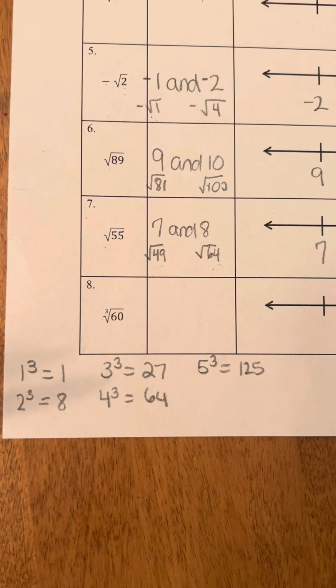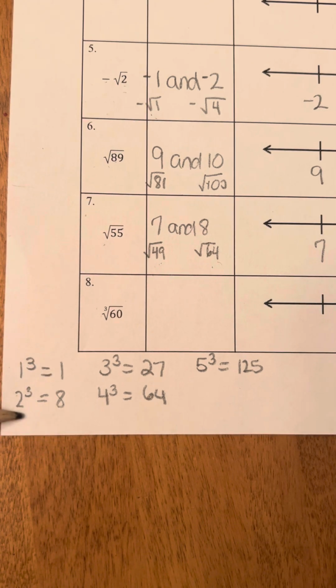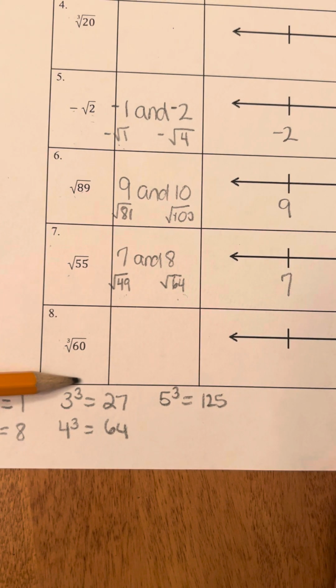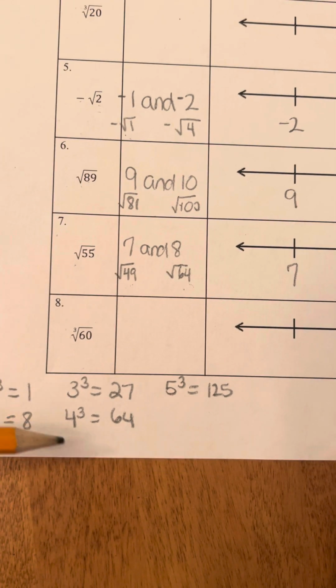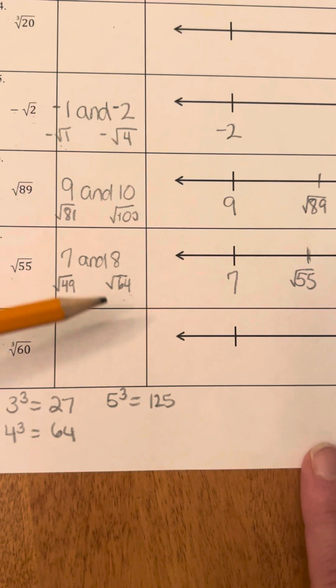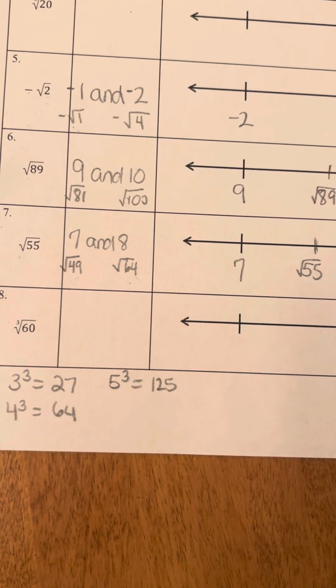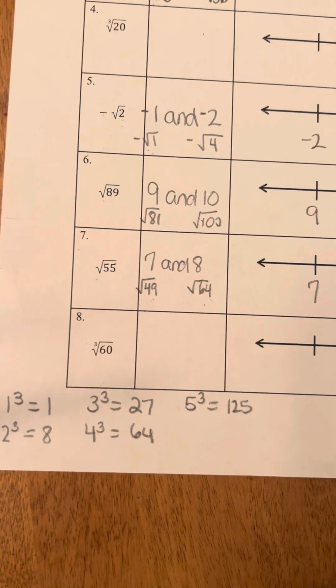So 1 times 1 times 1 is 1. 2 times 2 times 2 is 8. This is not 2 to the third power is not 2 times 3. I want people to make sure that they understand that. 3 to the third power is 3 times 3 times 3. 4 to the third power is 4 times 4, which is 16, then times 4, which is 64. And then I did up to 5. By the time you get to 5, you've already got a pretty good sized number. These get big very quickly.